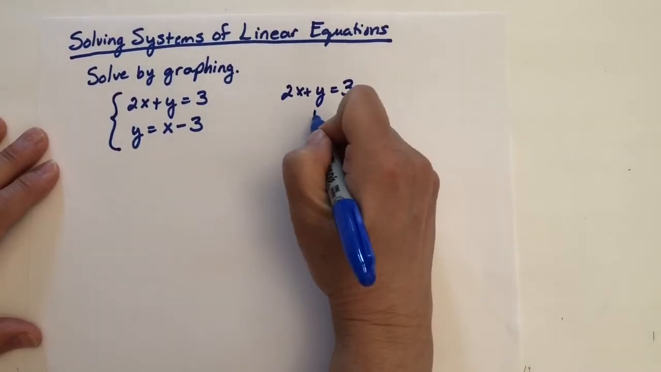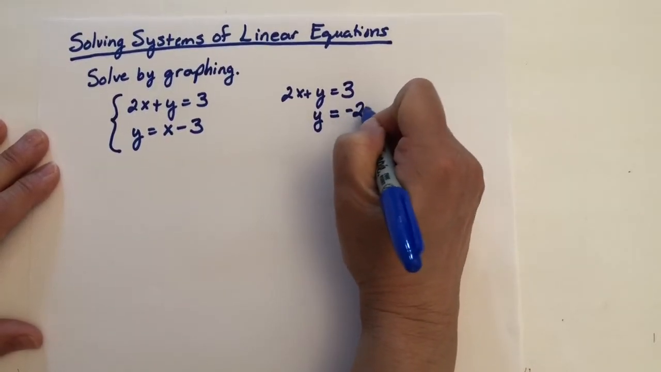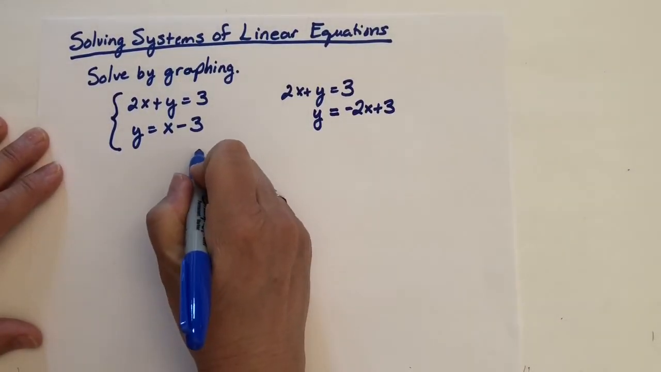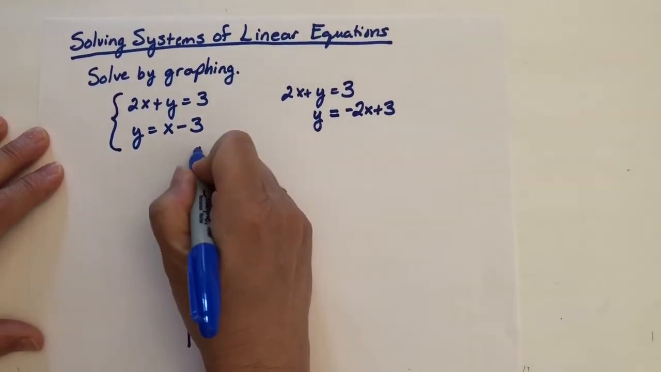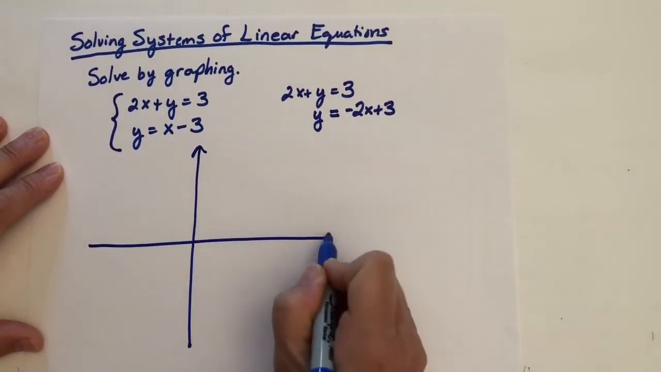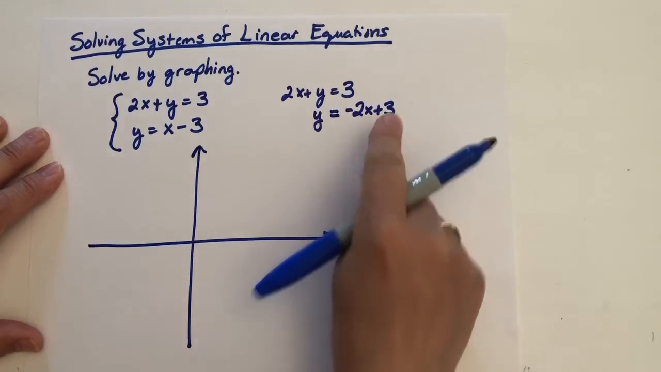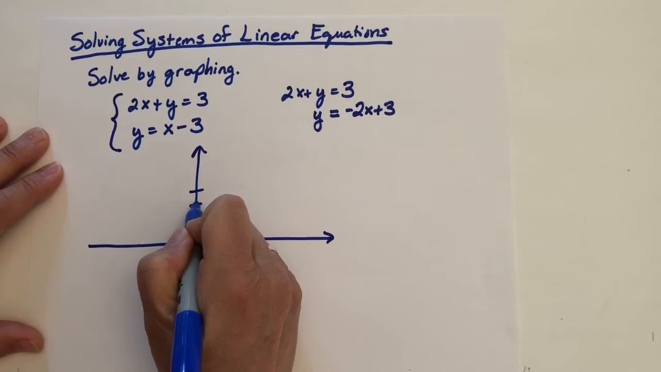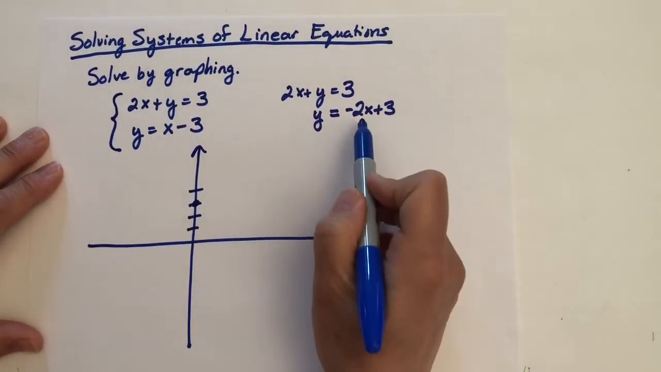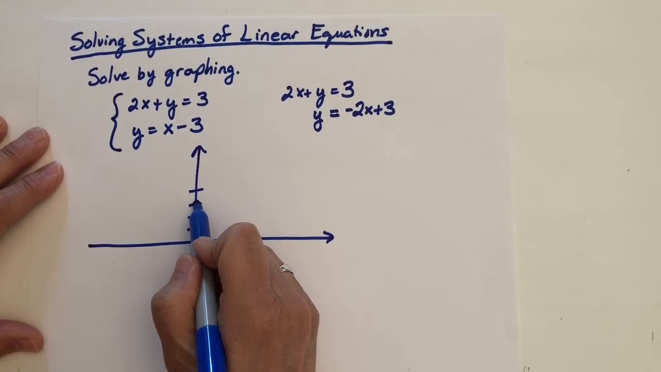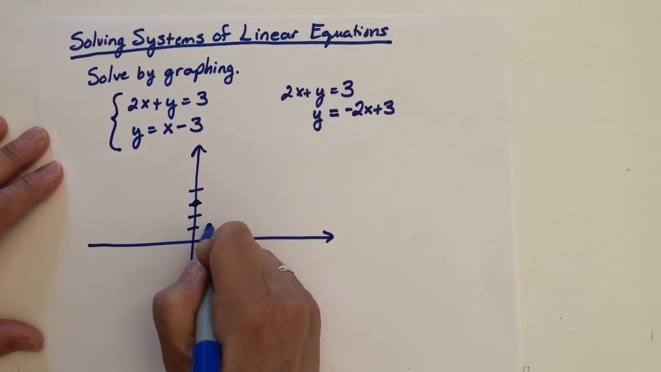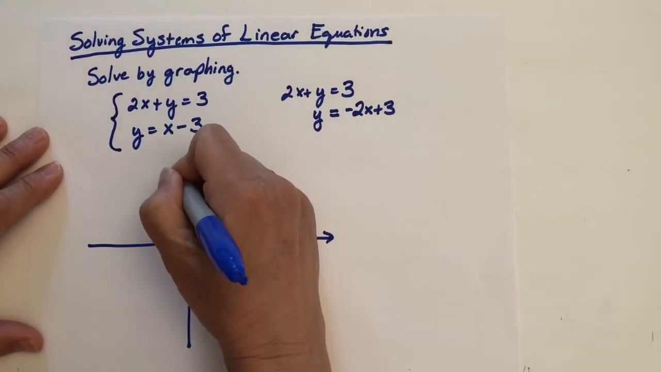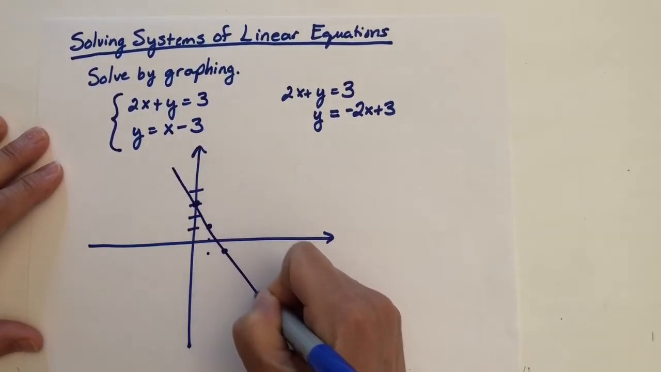Let's solve for y. So we have y equals negative 2x plus 3. So if we use our slope and y-intercept, we could get a pretty decent graph. So let's see, our y-intercept is 3. And our slope is negative 2. So that means I go down 2 over 1, down 2 over 1, and I would have a graph that looks like this.